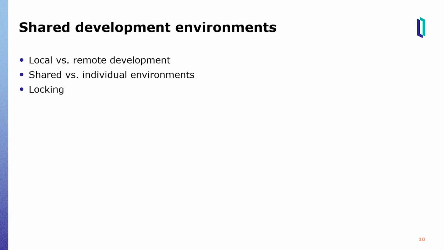So what do you need to support this case of a shared development environment? First thing is some sort of concurrency management. If I need a file for my feature that I'm implementing, I don't want other people to be editing that file at the same time. So I need some way to lock it.